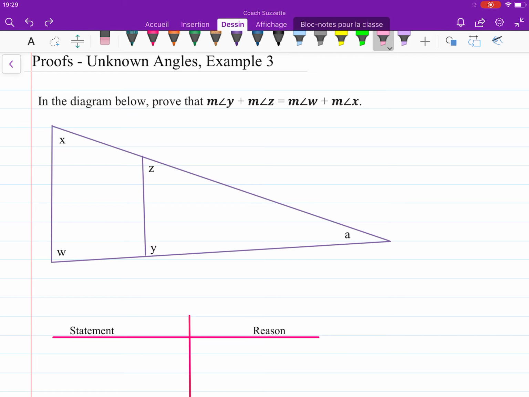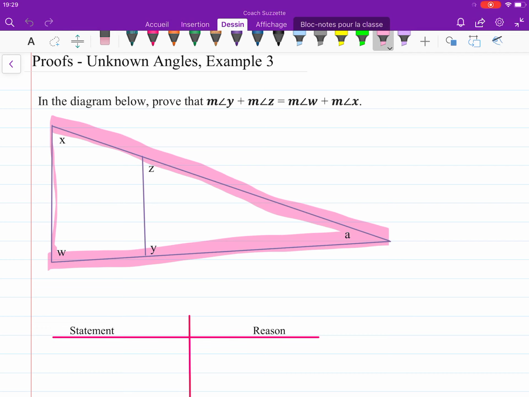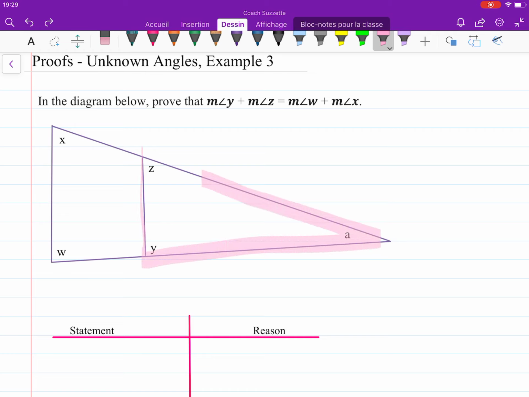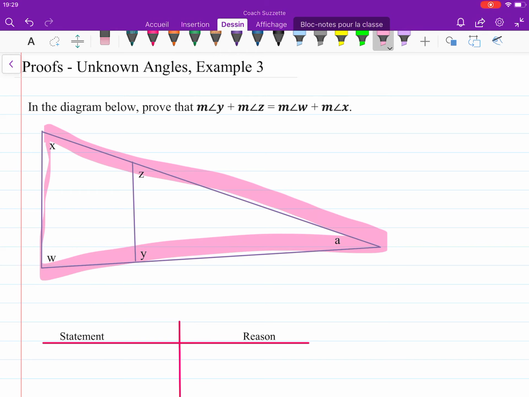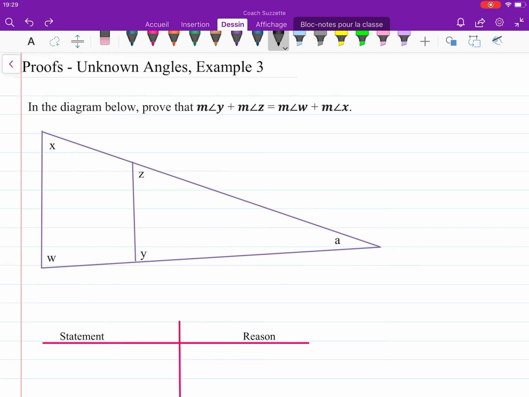All right, so notice that there are two triangles. There's this larger one and then this smaller one within the larger one. Let's start writing out our thoughts and see what we come up with. So for the larger triangle here, by the triangle angle sum theorem, we know that a plus x plus w is equal to 180.